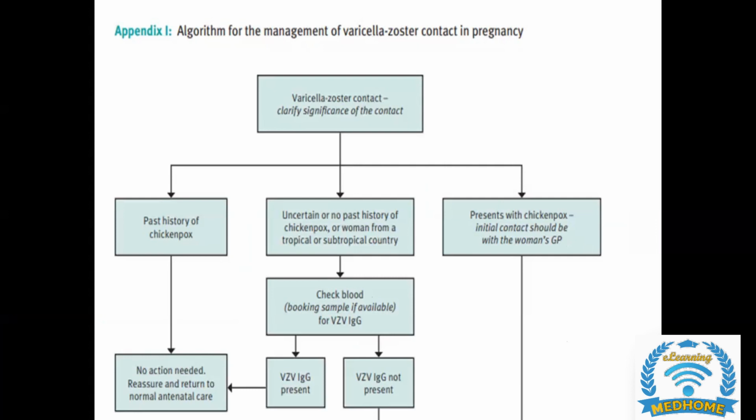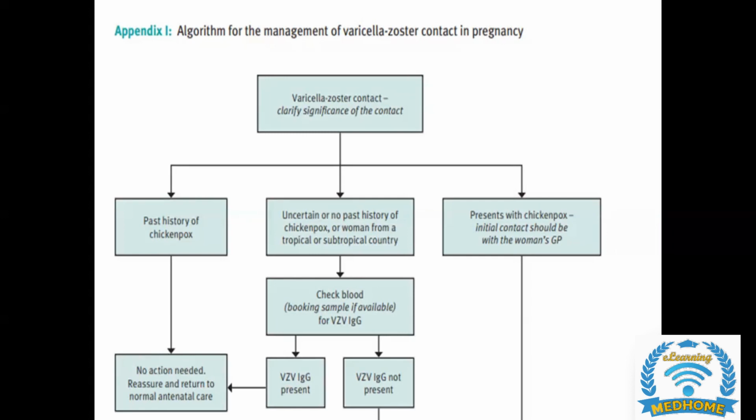Okay, so in chickenpox, first of all, see: varicella zoster contact. Clarify the significance of contact. We will study later what a significant contact is. First, assume the pregnant woman has a significant contact with varicella zoster. What will we do? First of all, we will ask about the past history of chickenpox. If the patient gives a history that she had chickenpox in childhood or any other age group, then no action is needed. Reassure and return to normal antenatal care, because as we have discussed, 90% of the women in the UK are immune to varicella zoster virus.